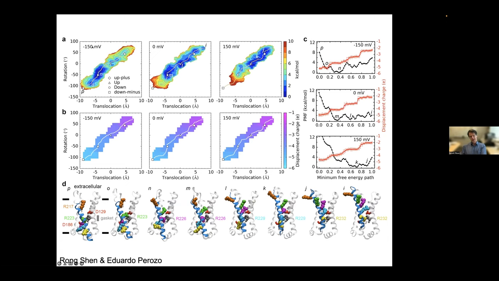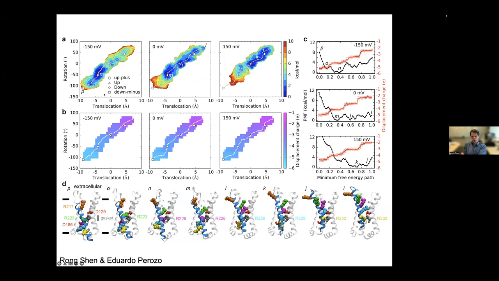And of course, because it's sensitive to voltage, at 0 millivolt, this is a free energy map. But if you apply 150 millivolt, you can see that the equilibrium shifts towards this. If you go to minus 100 millivolt, the equilibrium shifts to the left, down state. And what you see is that the pathway is within a kind of a broad tube like that. And these are all the conformations that you could see. And there are different basins, basically four states along this entire thing, which we call the up plus, the up, the down, and the down minus.